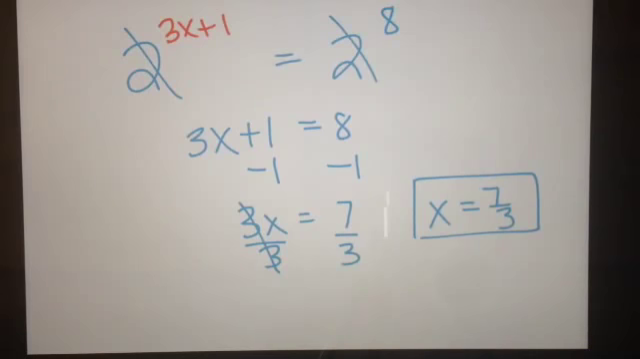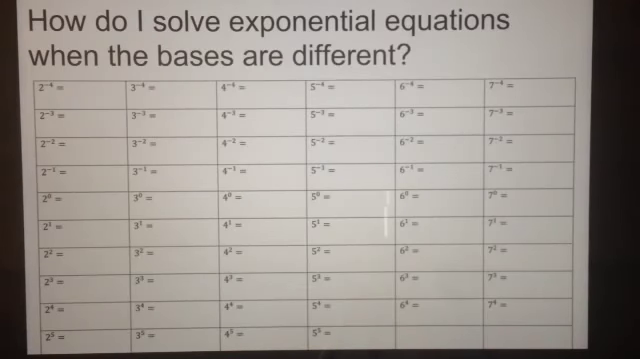And these answers are really easy to check. You could go into your calculator and plug in 7/3 for x, or you could graph these and see where they intersect and make sure that 7/3 is the right answer there. All right, next on your notes, it asks the question, how do I solve exponential equations when the bases are different? And then you see this chart.